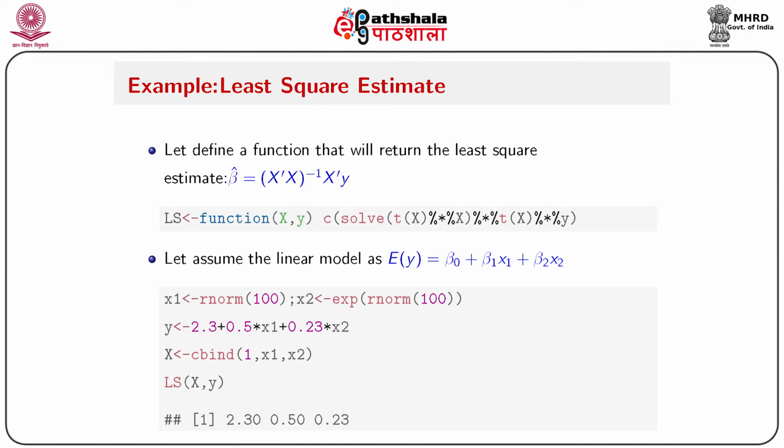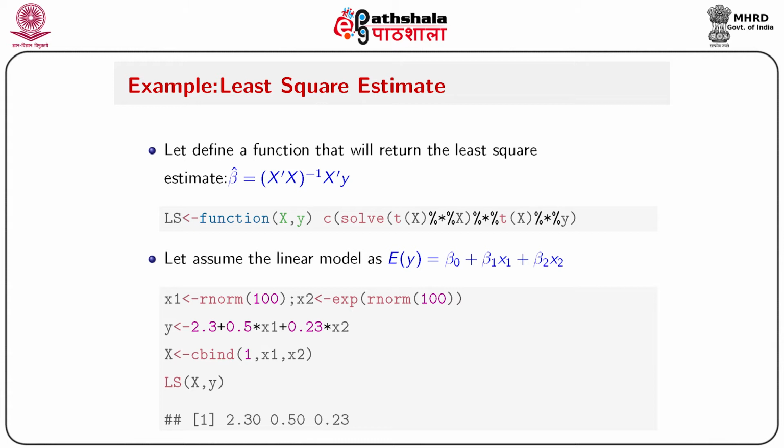Let's assume the linear model as expectation of y equals beta naught plus beta 1 x1 plus beta 2 x2. There are two predictors and three parameters. Let's generate an x1 variable from standard normal and an x2 variable from log normal, total length of 100. Then let's generate y as 2.3 plus 0.5 times x1 plus 0.23 times x2. So the true value of beta naught is 2.3, the true value of beta 1 is 0.5, and the true value of beta 2 is 0.23. Now let's combine all three variables into a design matrix.